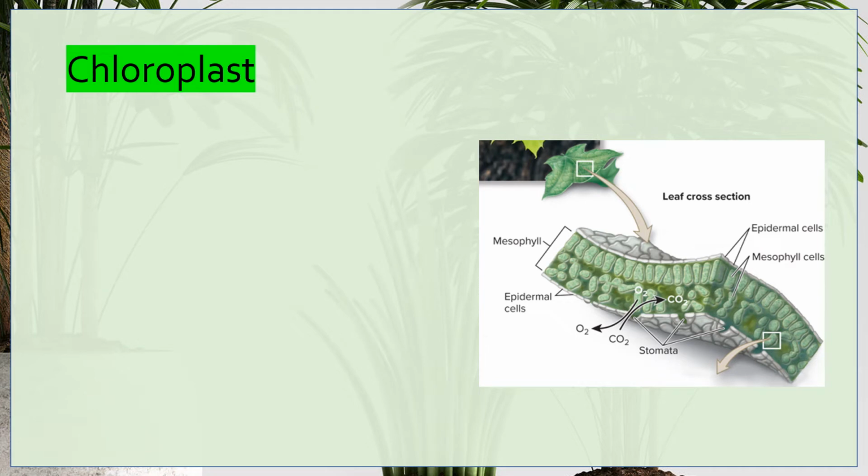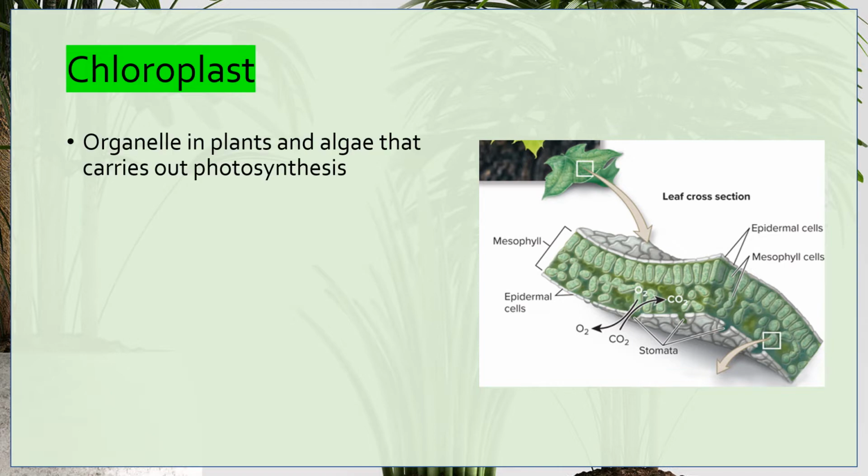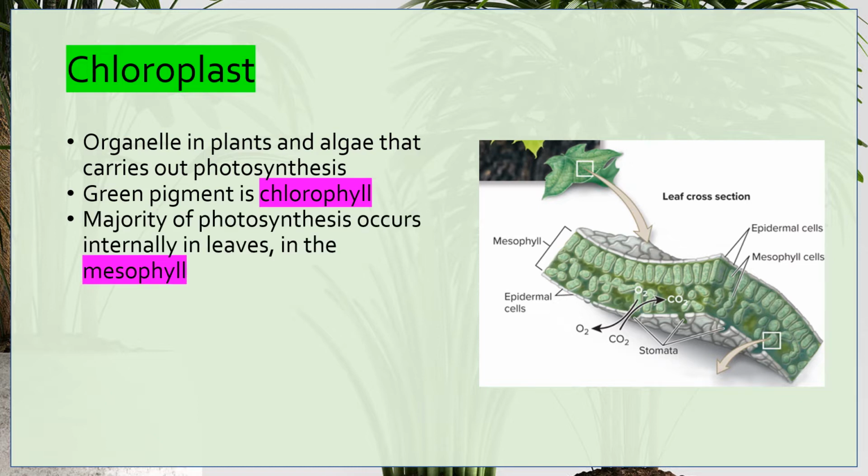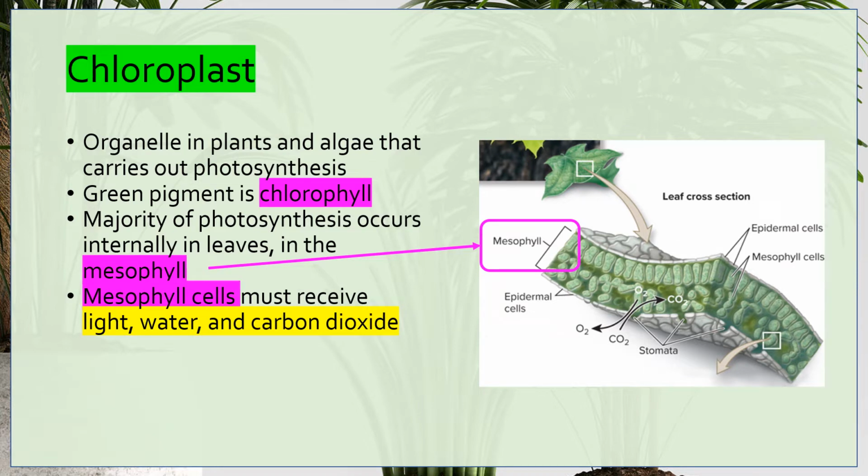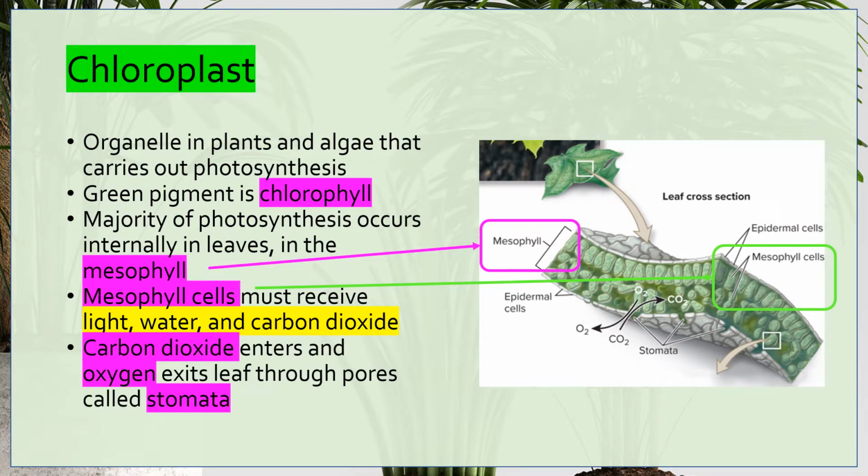To understand some of the terms that we just went over, we need to know what a chloroplast is. This is an organelle in plants and algae that carries out photosynthesis. The green pigment inside the chloroplast is called chlorophyll. The majority of photosynthesis occurs internally in leaves in what's called the mesophyll, as seen here. The mesophyll cells must receive light, water, and carbon dioxide. Carbon dioxide enters and oxygen exits leaves through pores called stomata.